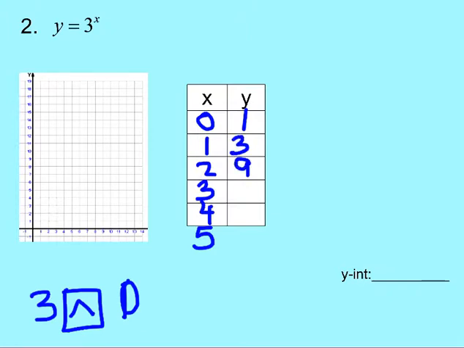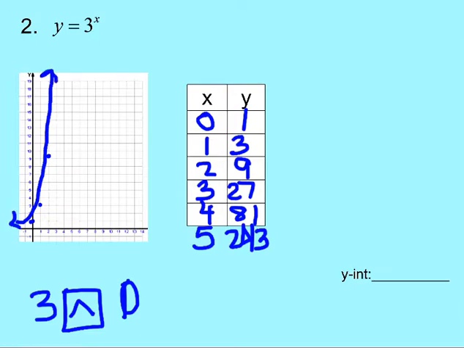3 squared is 9. 3 to the third power is 27. I always suggest that students type this in along with me so that they make sure they're doing it correctly. 3 to the fourth power is 81, and 3 to the fifth power is 243. Okay, so I'm going to go over 0, up 1, over 1, up 3, over 2, up 9, and then over 3, up 27, that's not going to be on the graph. So I'm going to make sure that it doesn't cross 3 before I reach the top of my graph.